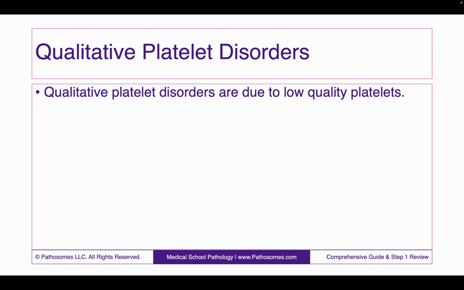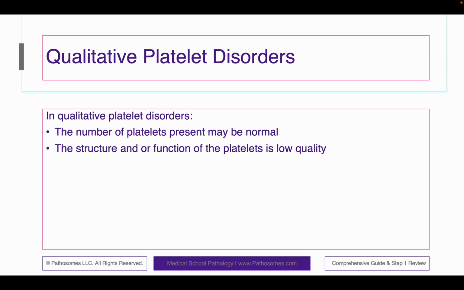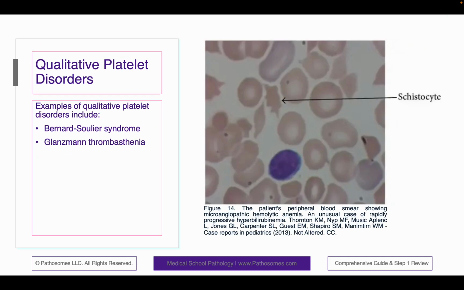So let's move on to qualitative platelet disorders. Qualitative platelet disorders are due to low quality platelets. In qualitative platelet disorders, the number of platelets are normal, right? This is qualitative, so the number of platelets is normal. The quality is abnormal with qualitative platelet disorders. Therefore, the structure and or function of platelets is low quality. Examples of qualitative platelet disorders that you're definitely going to be asked about are Bernard-Soulier Syndrome and Glanzmann Thrombasthenia. We're going to talk a bit about those.